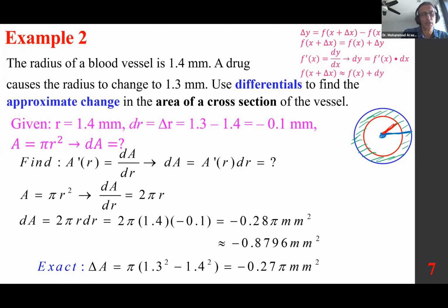By the way, I hope you realize it's pi r squared. That's why I factored out the pi, and I put pi times 1.3 squared minus 1.4 squared. In other words, I'm calculating the area of the smaller one, calculating the area of the larger one, and their difference is what I'm writing. And notice it's extremely close to this one.